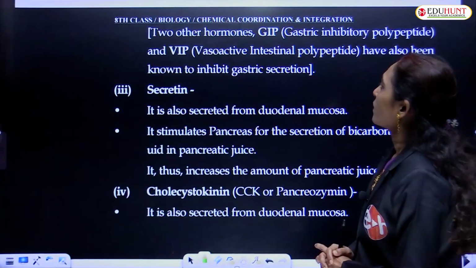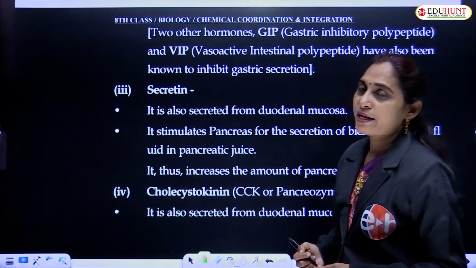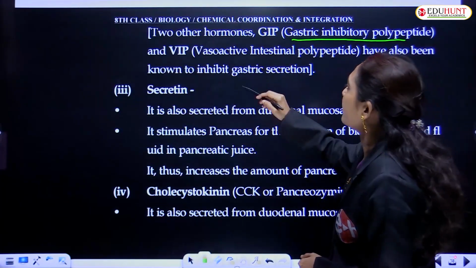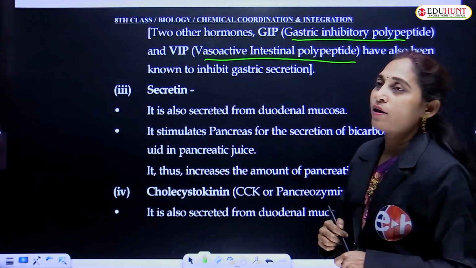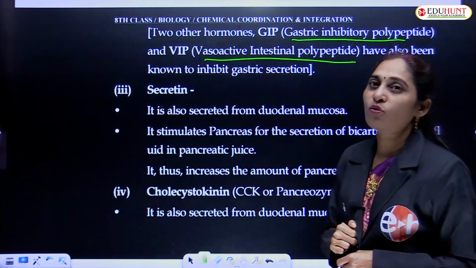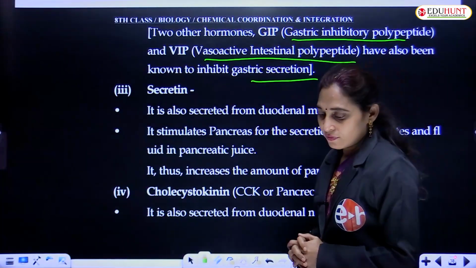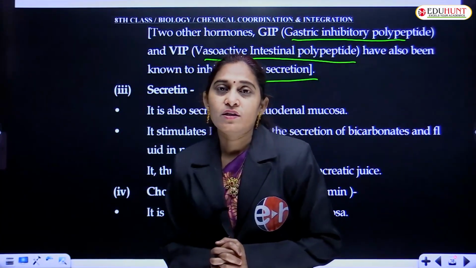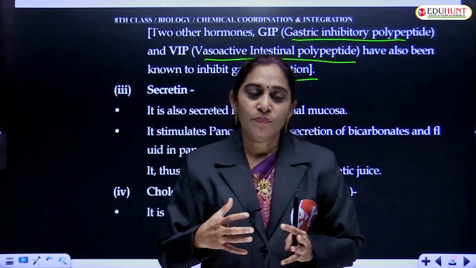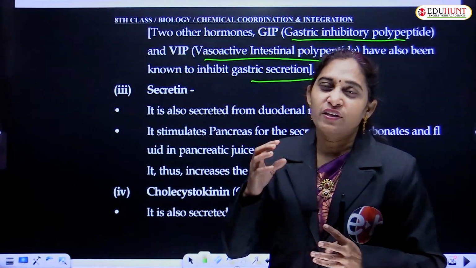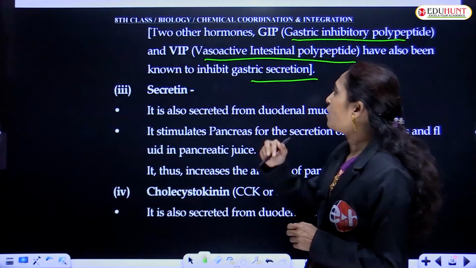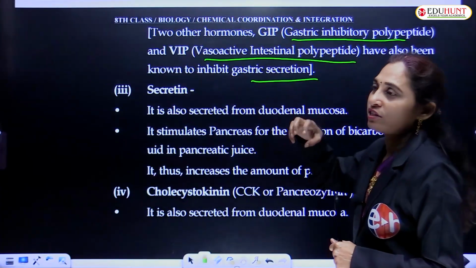The other two hormones secreted by the gastrointestinal tract are gastric inhibitory polypeptide and vasoactive intestinal polypeptide. These two are also known to inhibit gastric secretion. Now, if gastric juices are released without any control, what happens? The stomach fills with gastric juice after some time. There should be a regulation, there should be a checkpoint. So these are the hormones which check gastric juice production.